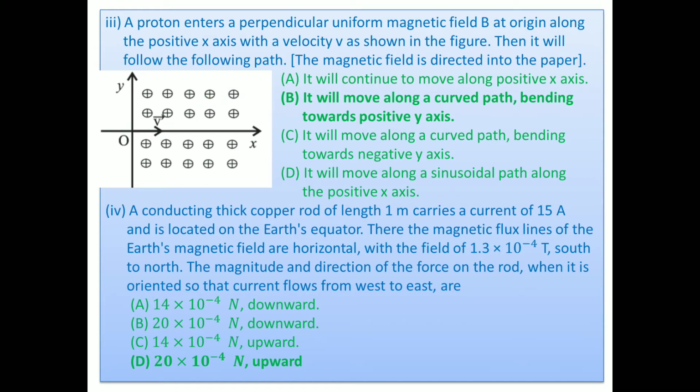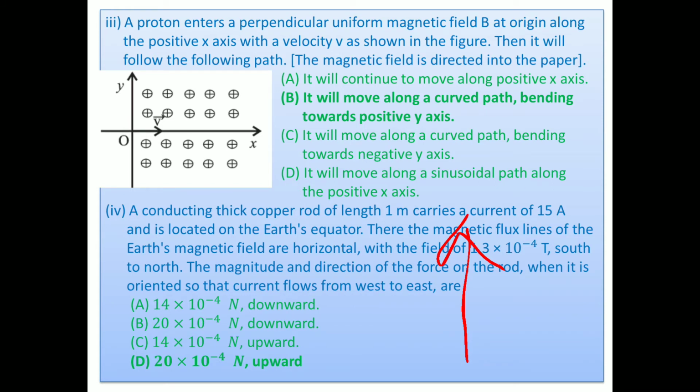A thick copper rod of length 1 meter carrying a current of 15 ampere is located at the earth's equator. There the magnetic flux lines of the earth's magnetic field are horizontal, which means at the equator the magnetic field is always horizontal. In which direction is it? South to north, which means the magnetic field is in this direction. Look here, south to north.